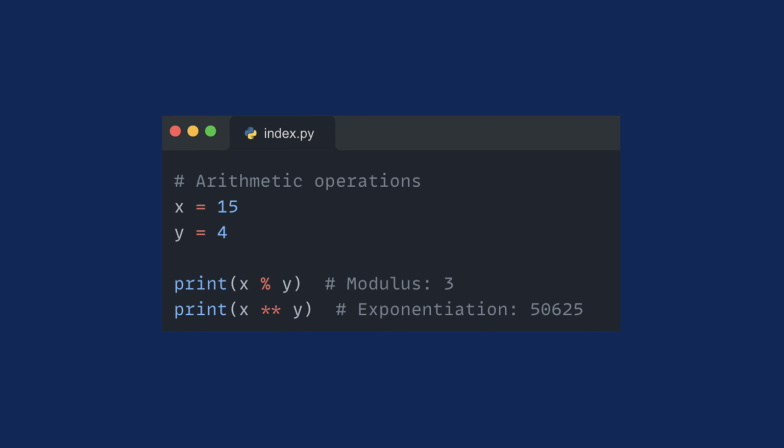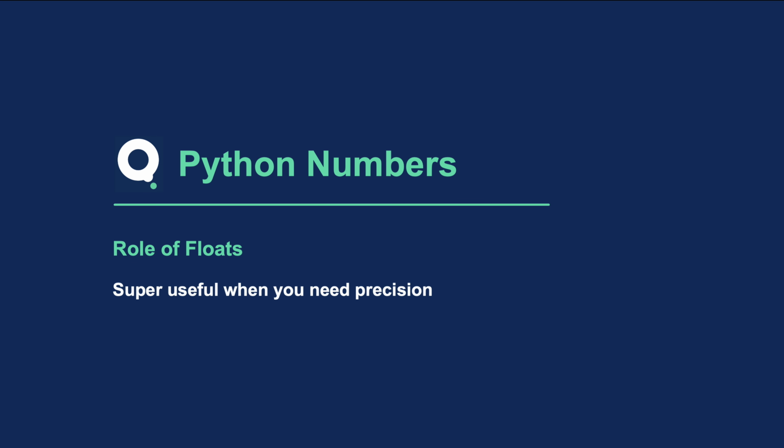If we are to print the exponential of x and y, we can see that we get a big number, which is 50,625, because 15 power 4 means it's 15 times 15 times 15 times 15, or 15 multiplied by itself 4 times. So now let us look at the role of floats.